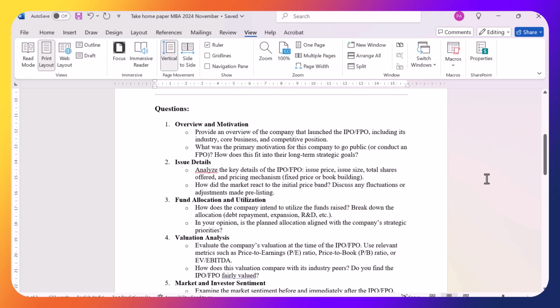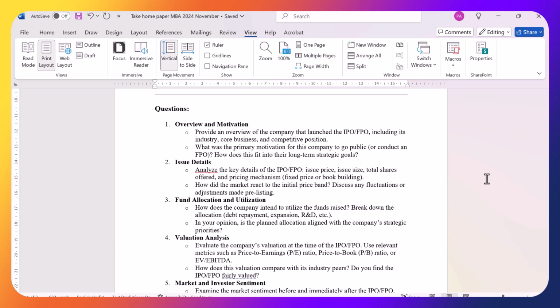So the first one is on overview and motivation. In that we have two: one is to provide an overview of the company that launched the IPO or FPO, including its industry, core business, and competitive position. The second one is, what was the primary motivation for this company to go public or conduct an FPO? How does this fit into their long-term strategic goals? The second subsection is issue details: analyze the key details of the IPO or FPO, issue price, issue size, total shares offered, and pricing mechanism, fixed price or book building.